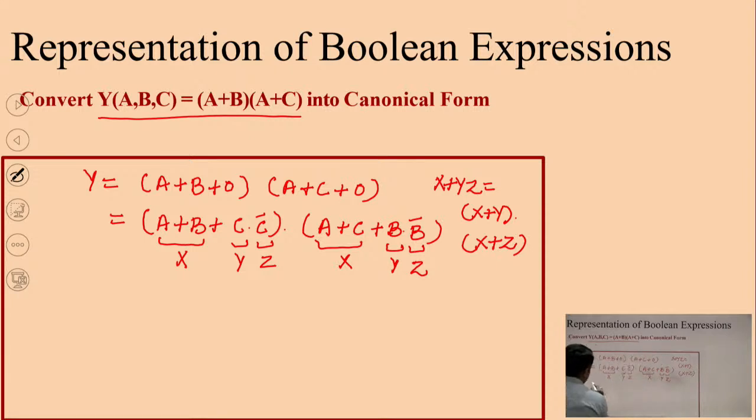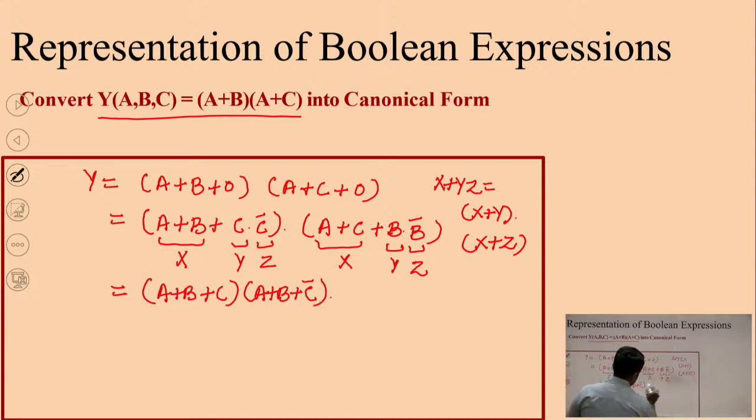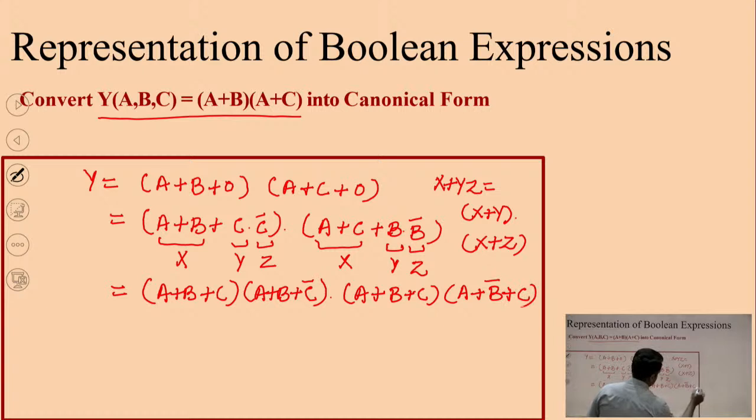Applying this distributive law, I will be getting A plus B plus C, then A plus B plus C bar. Now coming to the second one, A plus C plus B. Writing it sequentially, I will be writing it as A plus B plus C, and the last one A plus C plus B bar. So I will be writing it as A plus B bar plus C.